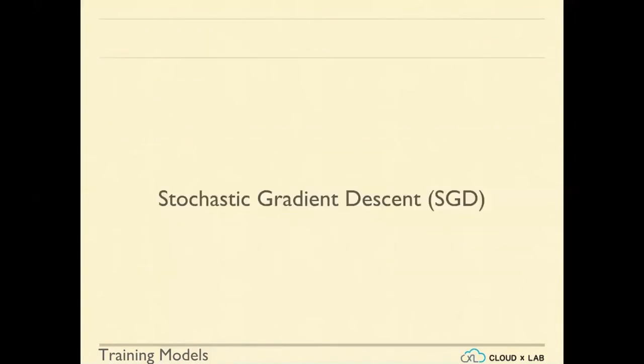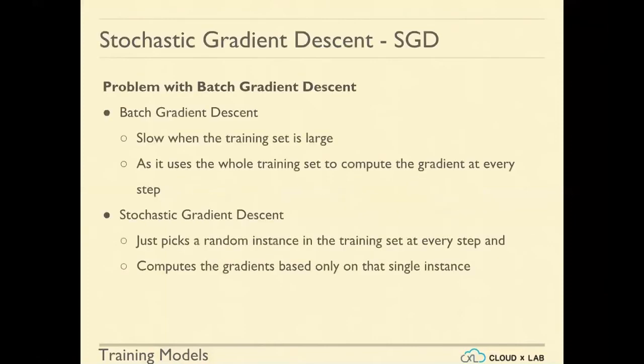Wonderful. Now the second way is stochastic gradient descent. The batch gradient descent that we just did is slow when the training set is large, right? Because what's happening in the case of normal gradient descent is that we are using the whole training set to compute the gradient at every step.